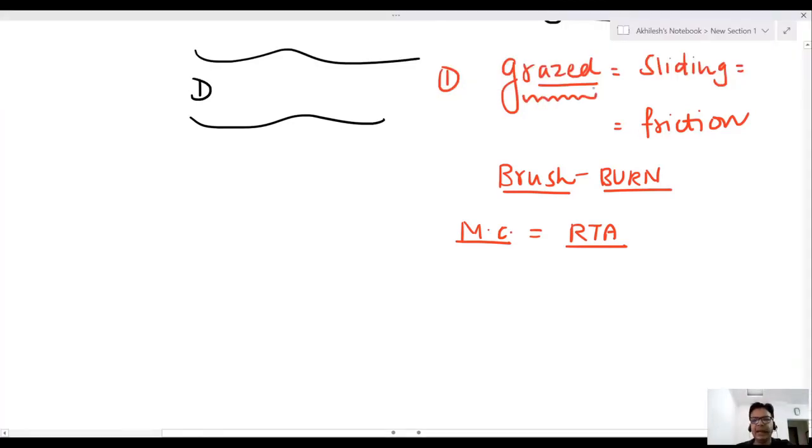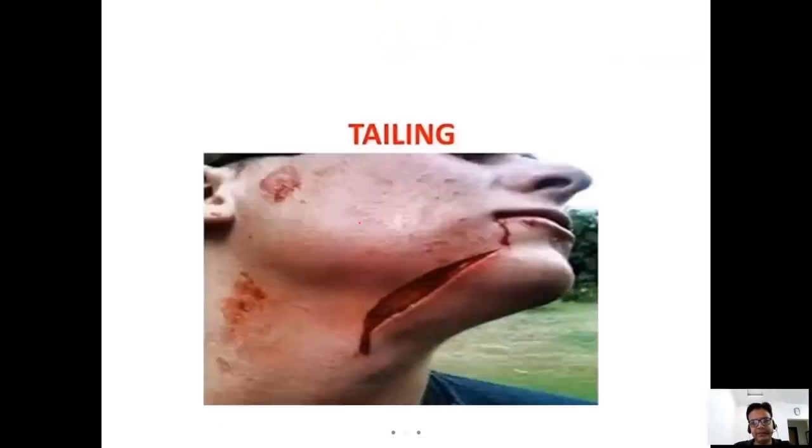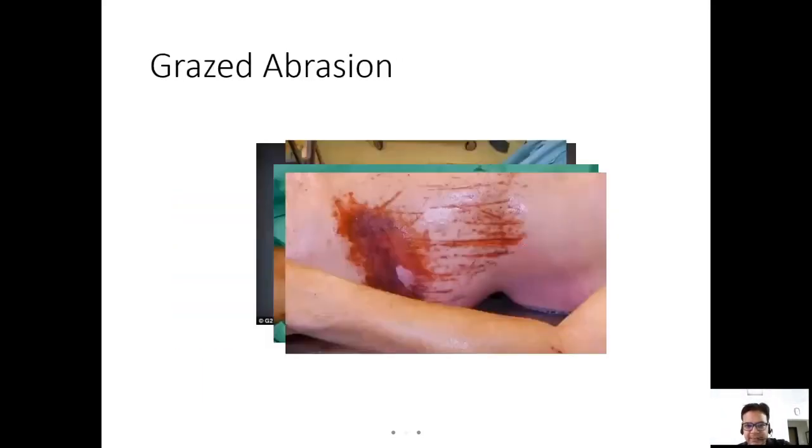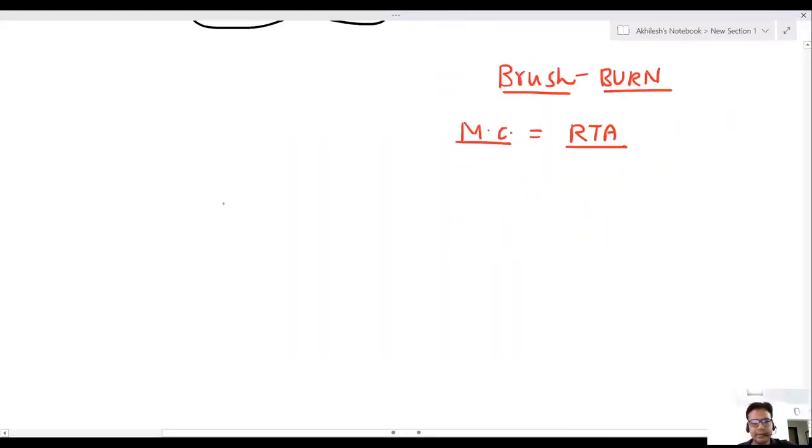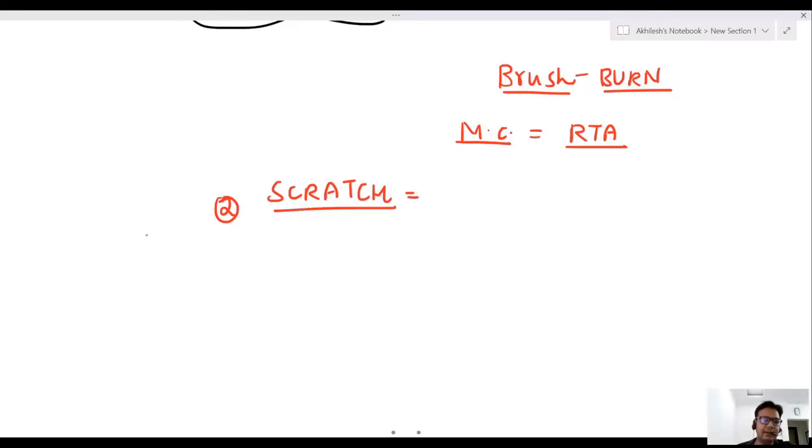It is by friction. I will show you the picture because this picture is also important. If you see grazed abrasion, you can see this is by friction. You have a sliding abrasion. This is grazed abrasion, sliding. Grazed means dragged; you were dragged, that is a grazed abrasion, most common in road traffic accident.